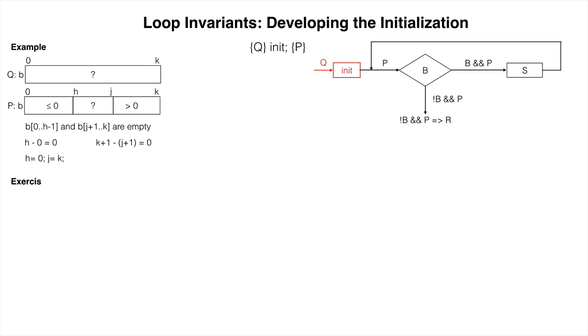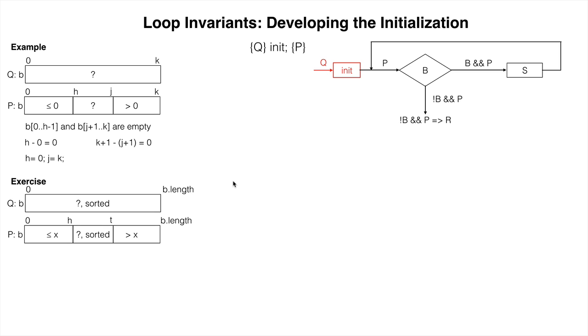This next exercise is for you. Here, we look at an algorithm, binary search, which searches a sorted array B for a value x. Precondition Q and invariant P are shown here. This example is similar to the one we did together.